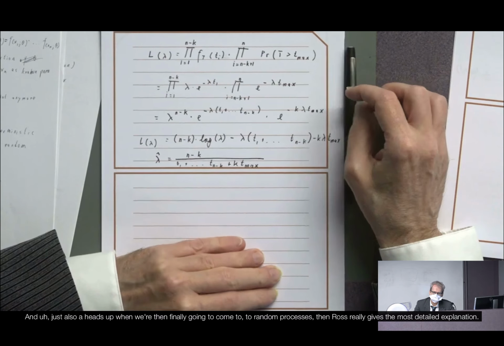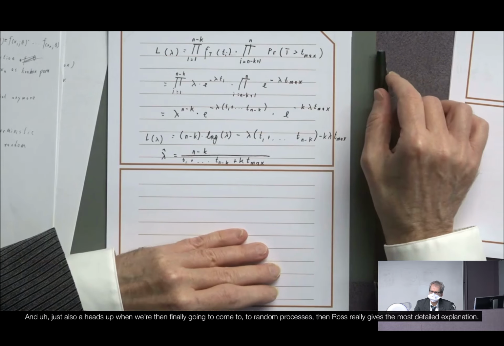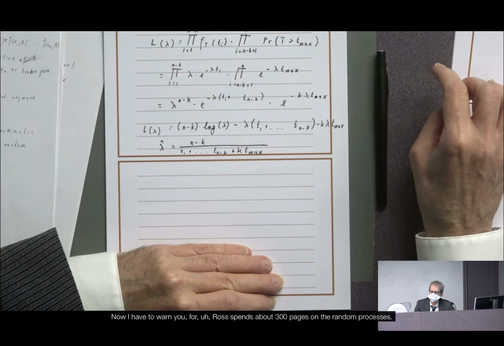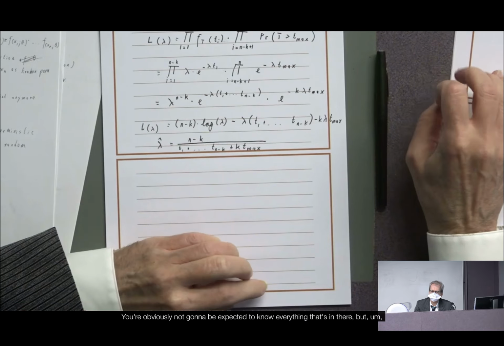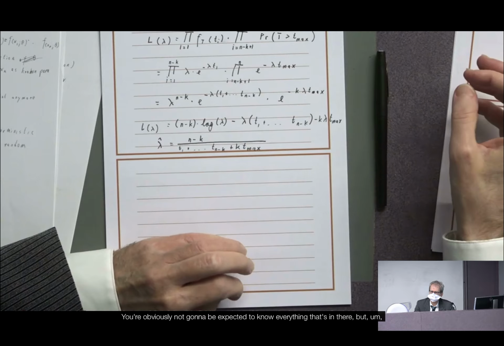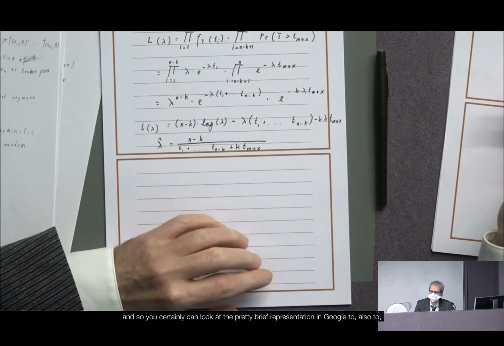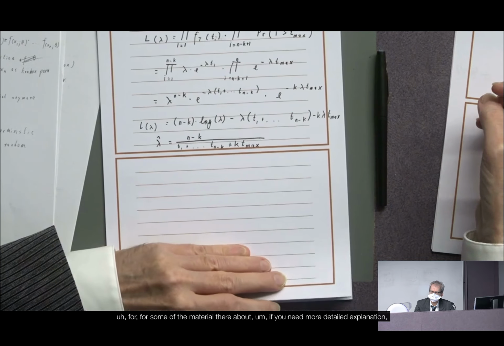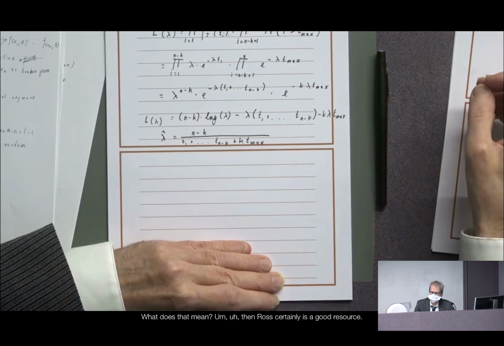And just a heads up, when we finally come to the random processes, Ross gives the most detailed explanation. Now, I have to warn you, Ross spends about 300 pages on random processes. There is a whole course, 562, that deals only with random processes. You're obviously not going to be expected to know everything that's in there, and you can certainly look at the pretty brief representation in Gubner for some of the material. But if you need a more detailed explanation, if you're not sure after reading Gubner what something means, then Ross certainly is a good resource.